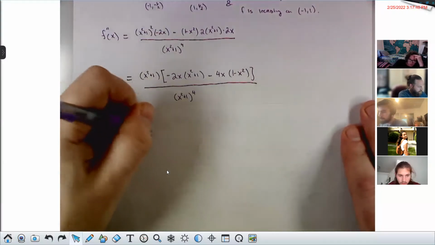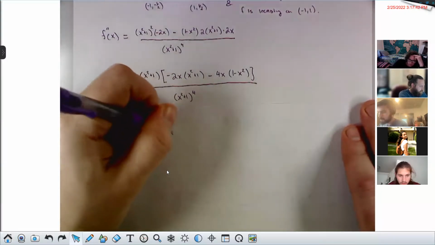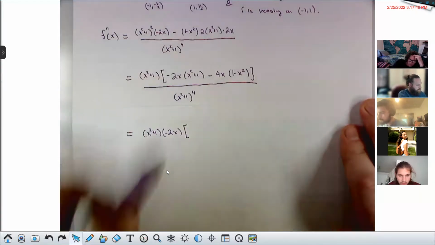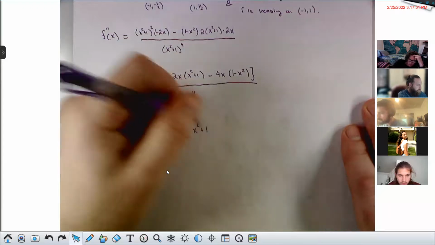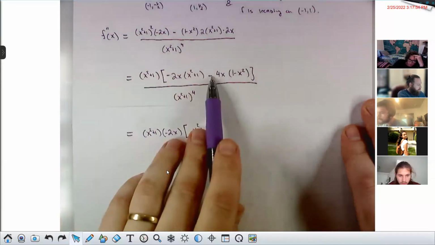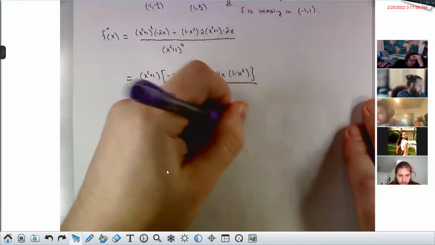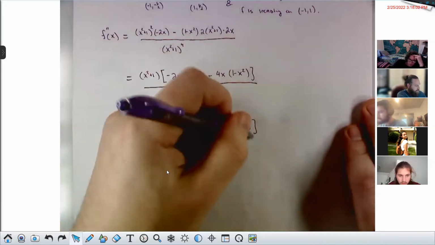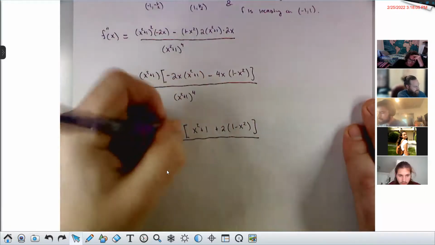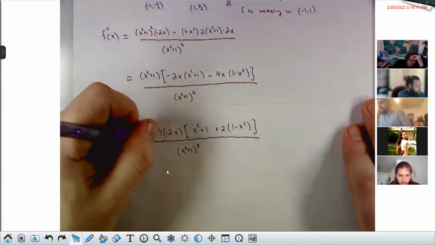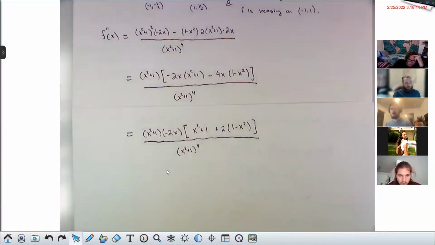I'll have x squared plus 1 times negative 2x times, let's see what's left upstairs. Factoring this out, so I'll just have x squared plus 1 there. Pulling out negative 2x, so this piece will become a plus 2. And then I've got my 1 minus x squared still there. And downstairs, I still have my x squared plus 1 to the 4th power. So be strategic about your algebra, right? Don't just make moves without thinking about them. You do need to make moves, but try to plan ahead.